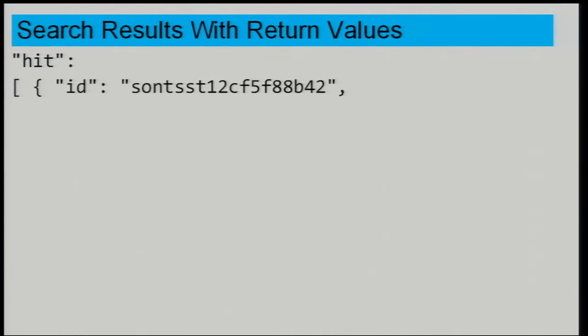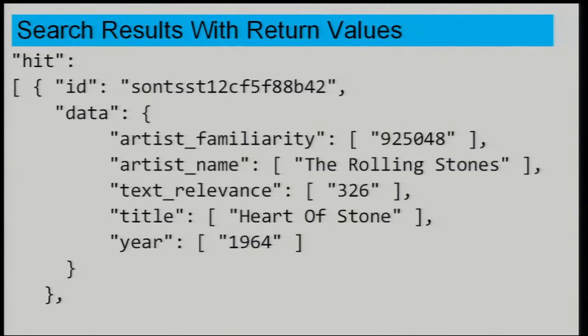So let's look at search results with some return values. Again, for each hit, if we specify that we want return values, what we get out is the ID and then a data section that provides us with the values that we sent into CloudSearch when we posted this document. In this case, we have artist familiarity, name, text relevance. I'm returning text relevance here because that lets us look at it and see how the results rank against one another. That helps us do tuning for ranking. Title and year.